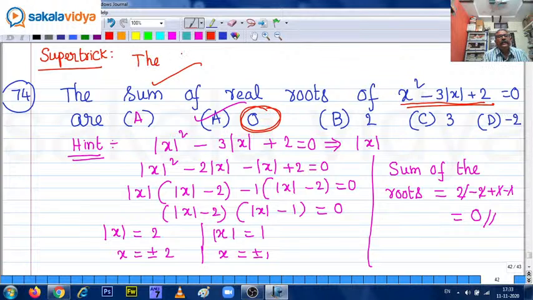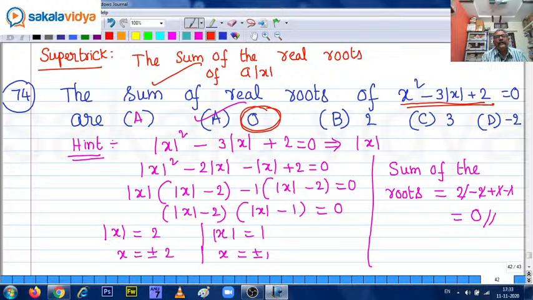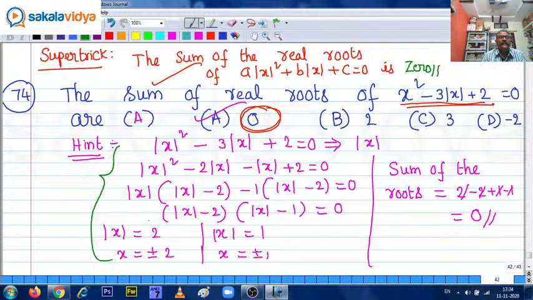The sum of the real roots of a mod x square plus b mod x plus c is equal to 0 is 0. Without any calculating, without all these steps, directly we can write 0.